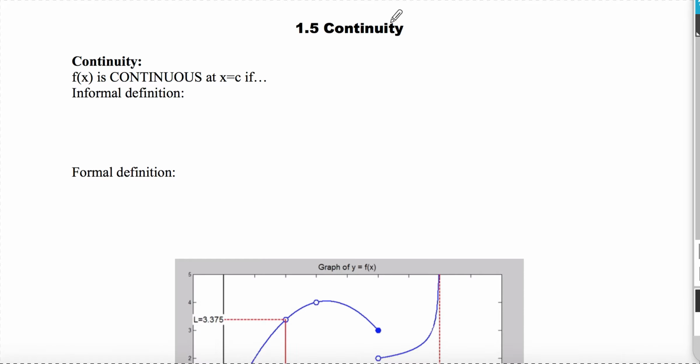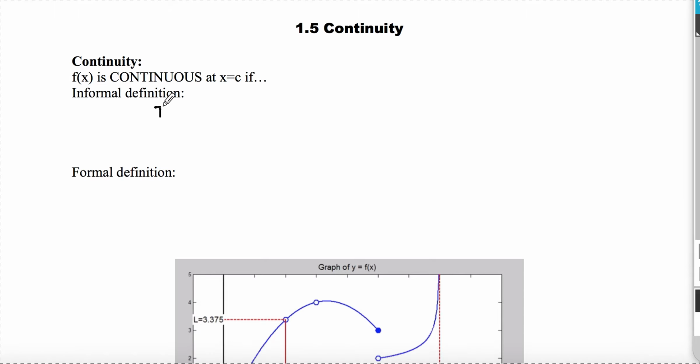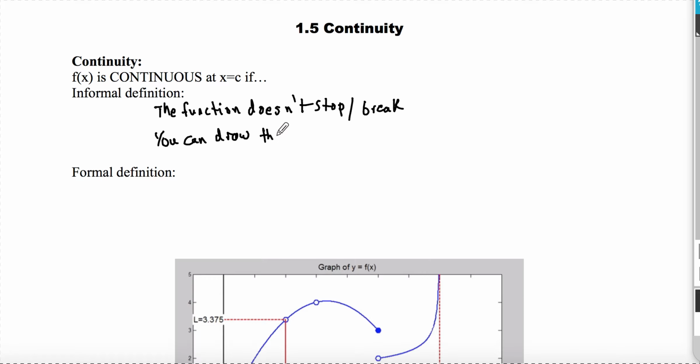All right. I hear lots of different things when I ask people to define the word continuous or continuity. Certain things I hear people say are that the function doesn't stop or break. I'll hear people say things like you can draw the function without picking up your pencil. And those are all good layperson's terms for what it means to be continuous, right? But this is a math class, so we want to be able to pretty rigorously define what it means to be continuous, all right?